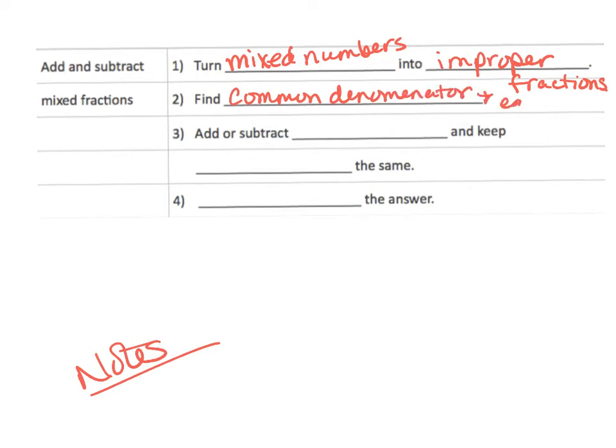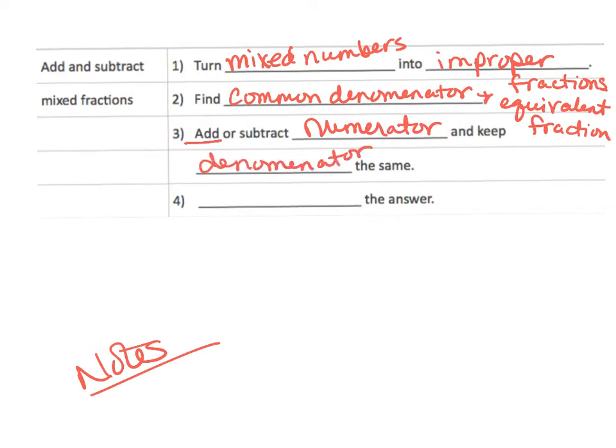And equivalent fractions. They kind of go together. Find your common denominator and then equivalent fractions. And again, today we're going to add. You're going to add or subtract your numerators and keep your denominator the same. And again, simplify your answer.